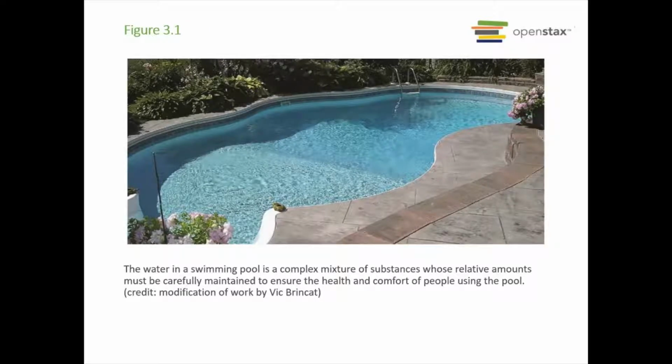Just to open up with a bit of an example, talking about mixtures and solutions, which we're going to talk about a little later in the chapter: a swimming pool is an example of a complex mixture, because you've got a lot of things that you have to maintain. You have to make sure you have the right chlorine level and pH and lots of things to keep it safe and also keep it clean.